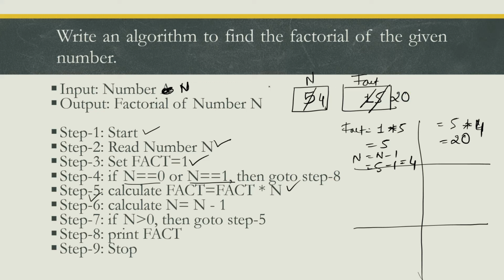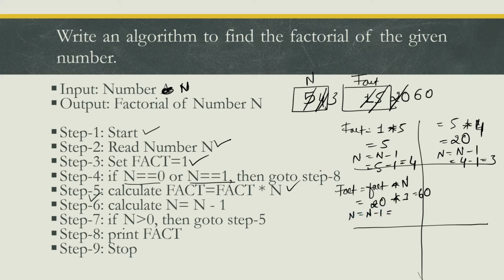And you have to decrement the value of n by 1. n is equal to n minus 1. What is the value of n? It is 4. 4 minus 1, which is 3. Still n is greater than 0, so we again execute step number 5. Fact is equal to fact into n. What is the value of fact? 20. What is the value of n? 3, which gives 60. The value of fact will become 60. Then we execute step number 6. n is equal to n minus 1. What is the value of n right now? 3. 3 minus 1 is equal to 2. The value of n will become 2.